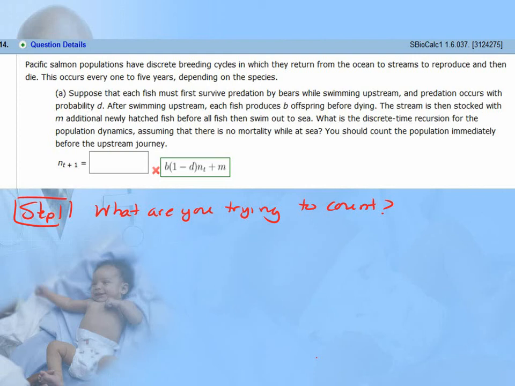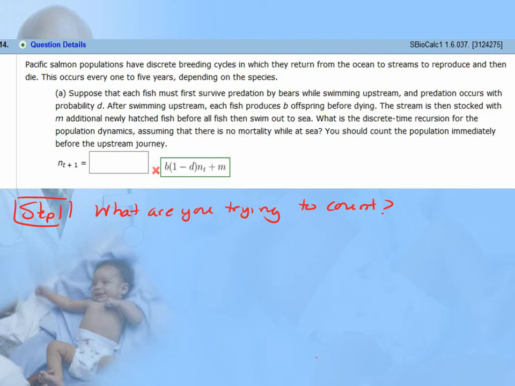So in this problem, they have fish, salmon, that they're trying to count. And the fish are swimming upstream. And along the way, they can be predated on by bears. So that's what they're trying. It's a story. So this fish can be predated on with a probability of D. What does that mean? It means as the population of fish goes up, there's a D% chance that they'll be killed off. Right? So not all of them will be killed off. A certain portion of that population will be killed off.